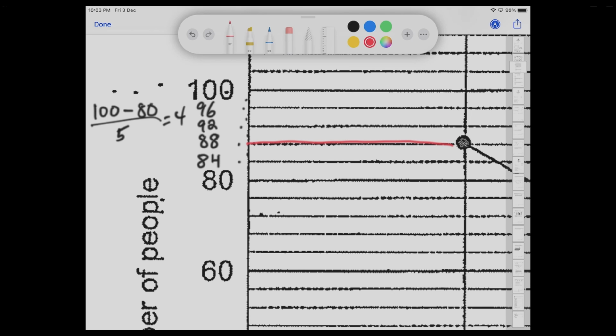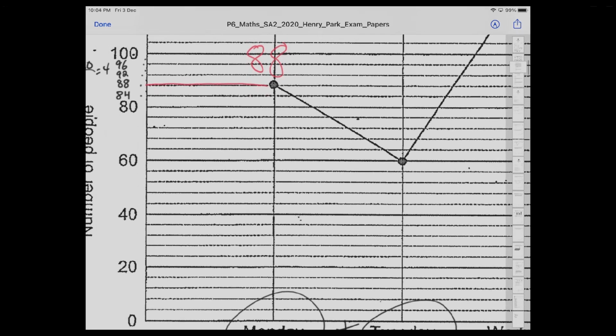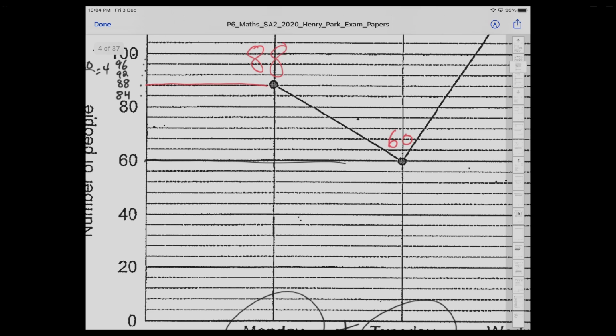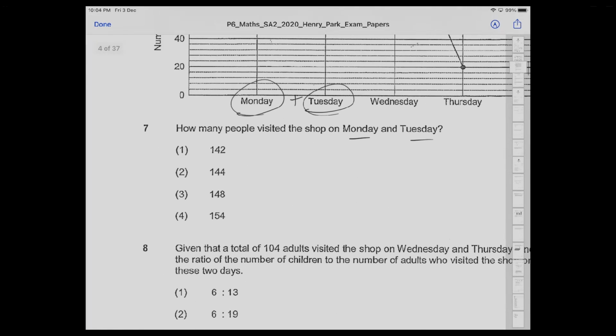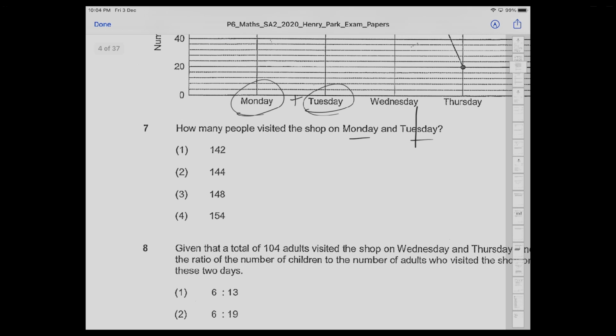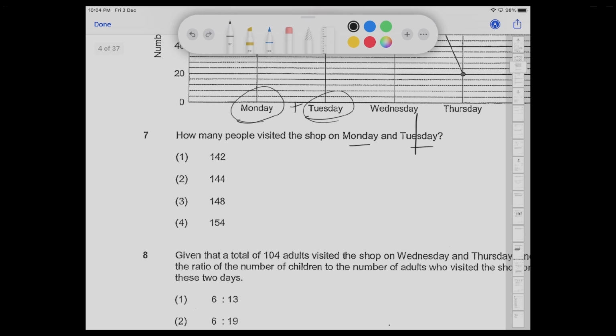We know that on Monday there were 88 people. How about Tuesday? Oh, Tuesday is simple. It's just 60 here all the way. So we have 88 people on Monday, 60 people on Tuesday. It's a simple matter of adding now. 88 plus 60, let's see what that would give us.